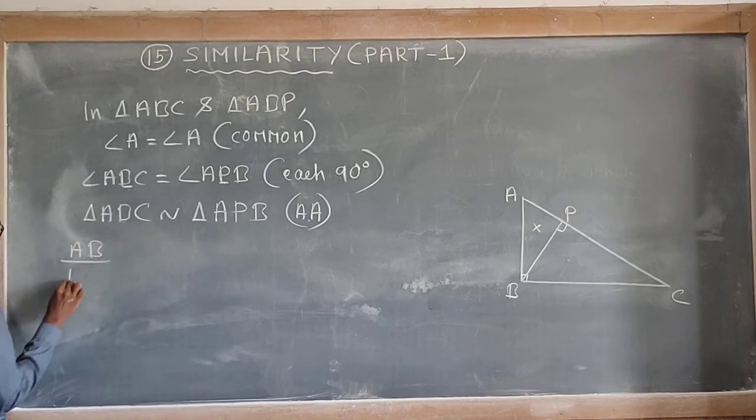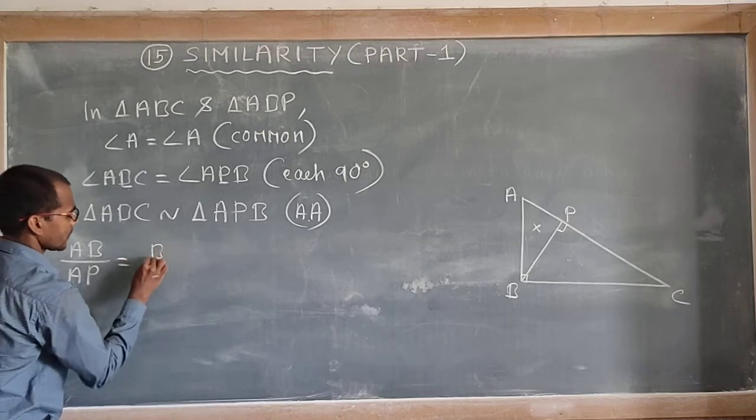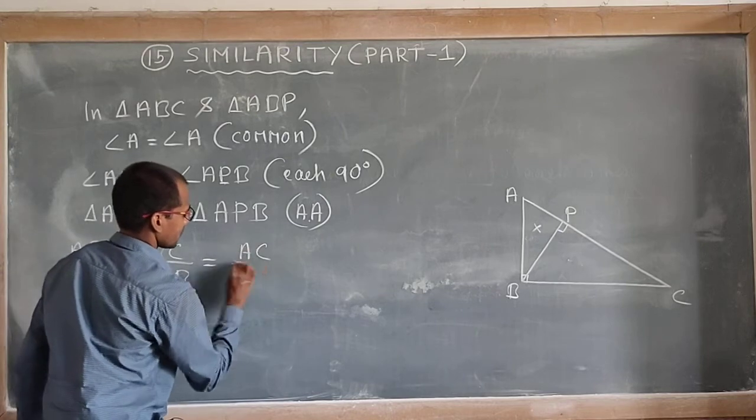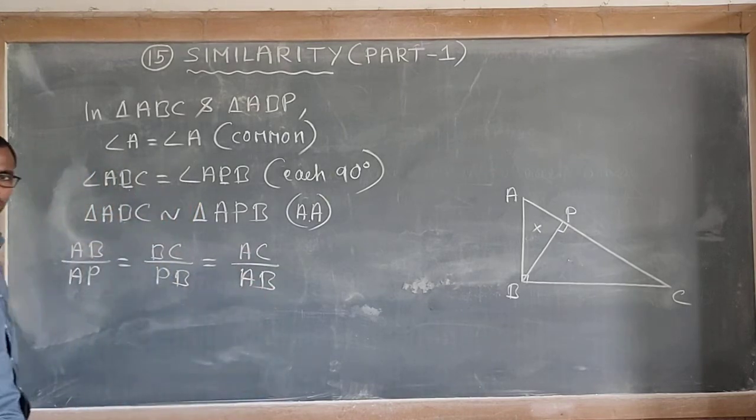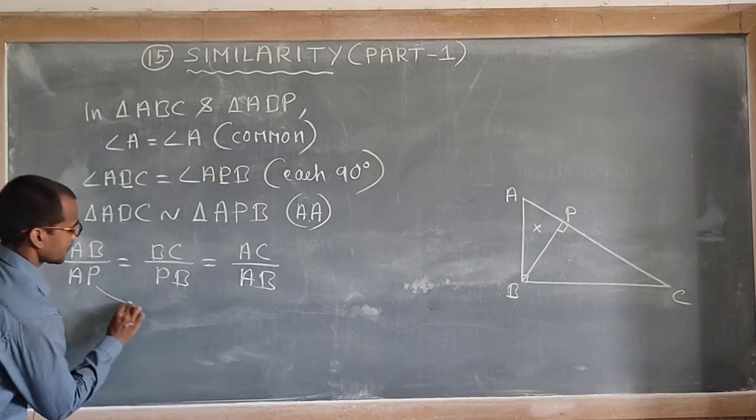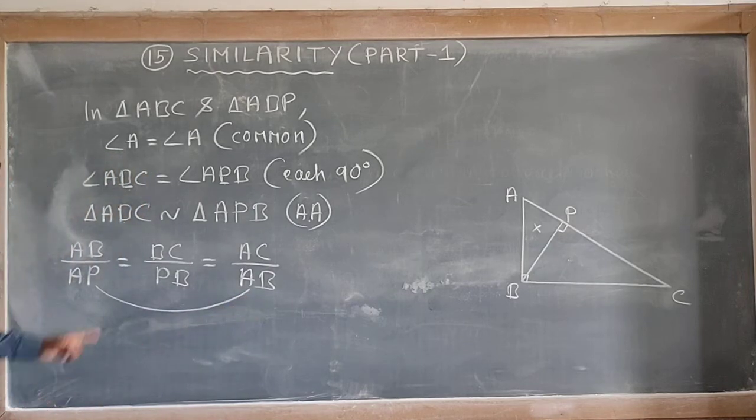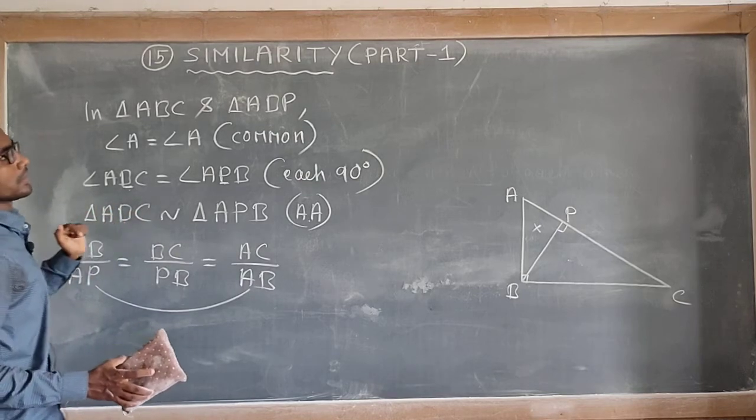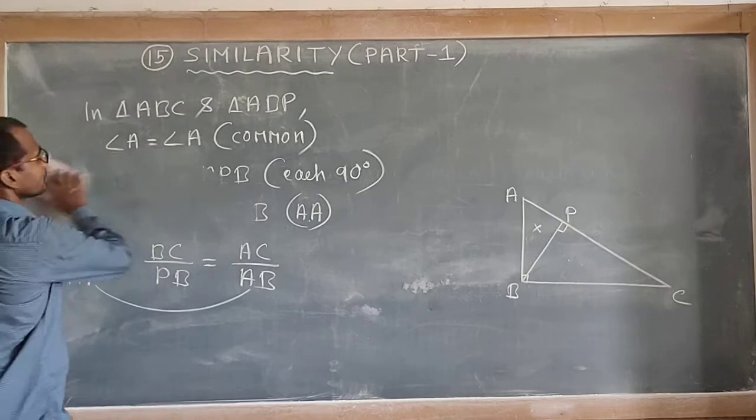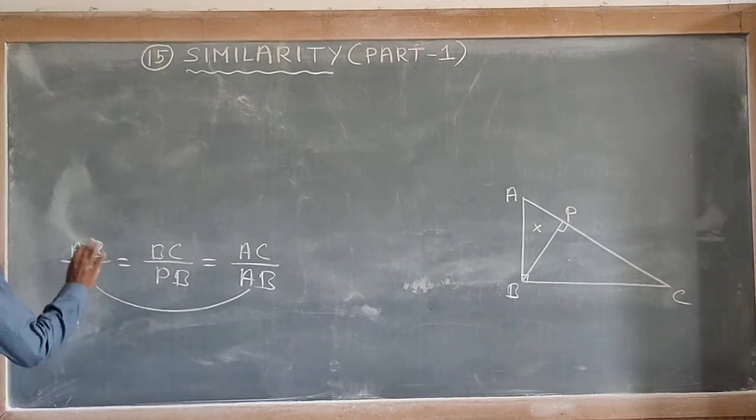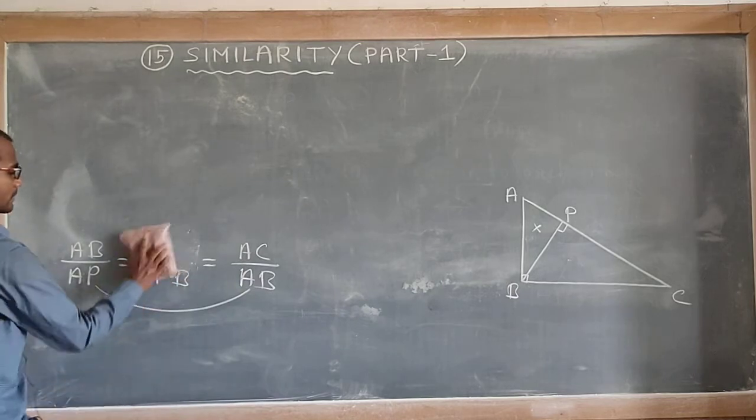From this we will get an important result. AB by AP is equal to BC by PB is equal to AC by AB, because corresponding sides are proportional. Now see, equate first and last. Equating first and last, AB by AP equals AC by AB.